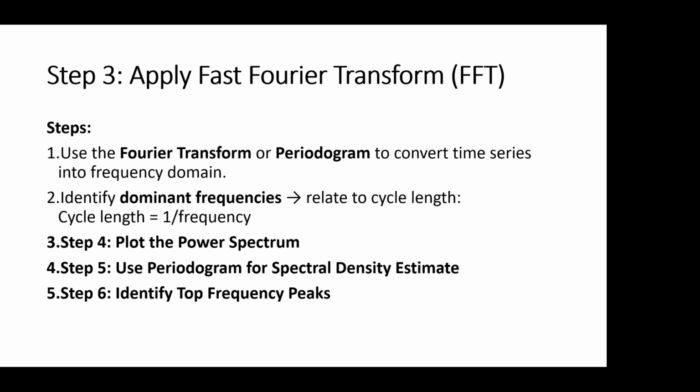So 1 by frequency gives you the length. Like if you get a frequency of 0.05, so 1 by 0.05 is 20, and that means there is a 20-month cycle which is predominant, which otherwise you would not know. Because the formula is 1 by frequency is equal to cycle length, which is in time.